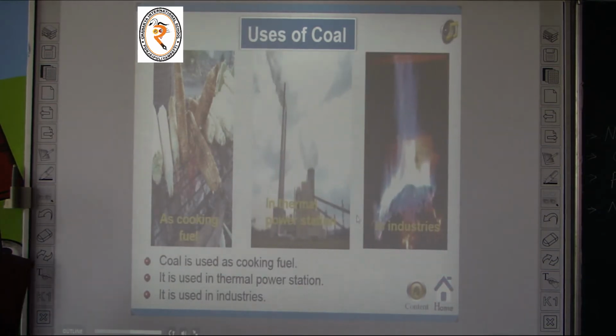Uses of coal. See, coal is used as cooking fuel. It is used in thermal power stations to produce heat energy, and it is used in industries also. Mainly for what purpose do they use coal? To produce heat energy. So it is used as cooking fuel, and it is used in thermal power stations. It is also used in industries. So these are all the uses of coal. And the next one.